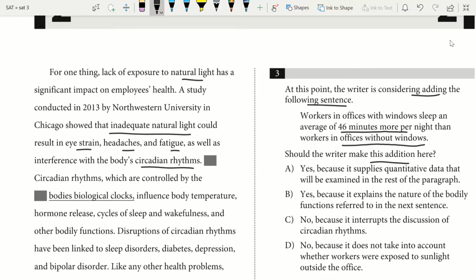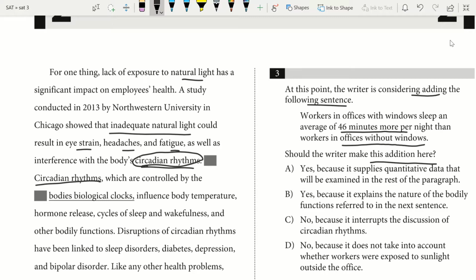So should the writer make this addition here? Well, let's read our next sentence so we can make a proper conclusion about whether they should add the sentence. So we end our previous sentence with circadian rhythms. Well, next we start with circadian rhythms and we start explaining them, right? So we wouldn't really want to interrupt that, right?